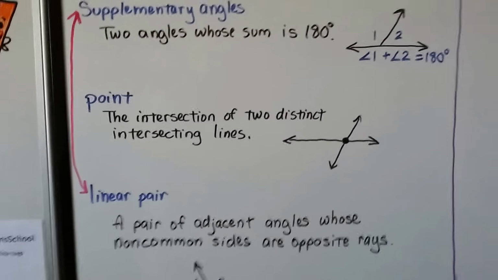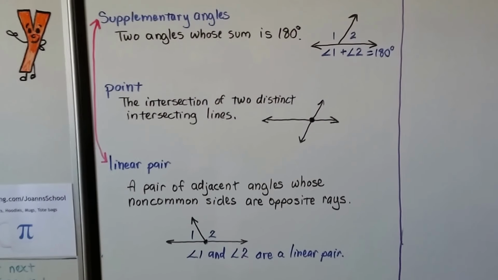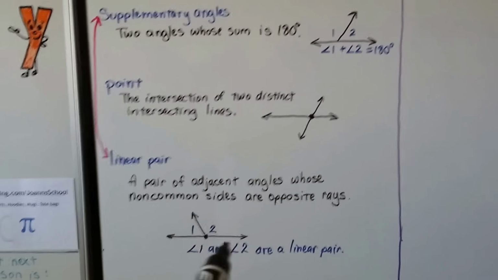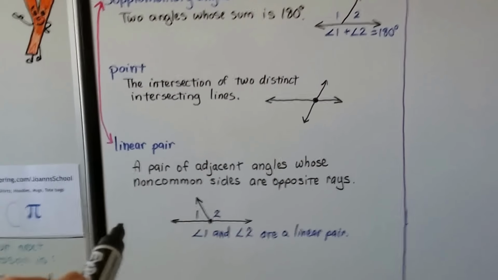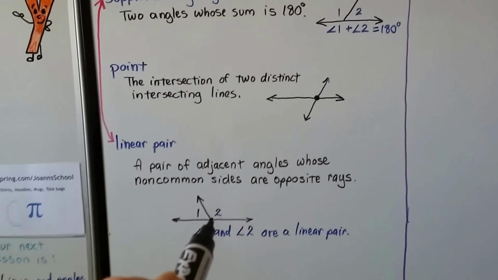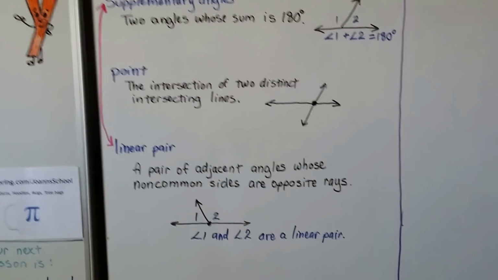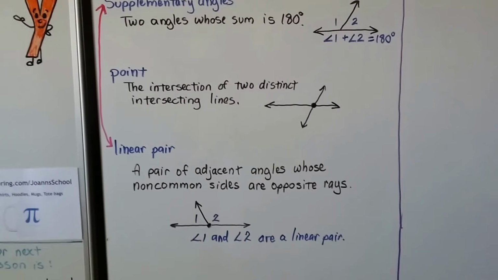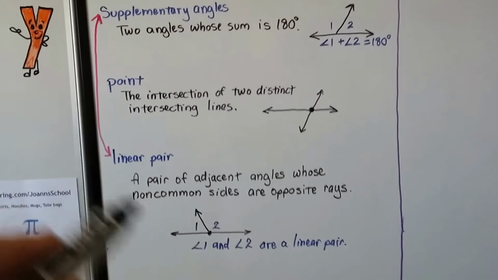And a point, that's the intersection of two distinct intersecting lines. And a linear pair, that's a pair of adjacent angles whose non-common sides are opposite rays. So here's the non-common sides, right here and right here. So the ray is going from this point out to the left, and the other one is going from this point out to the right. So those are the opposite rays. And angle 1 and angle 2 are a linear pair. And it's related to supplementary angles, see?